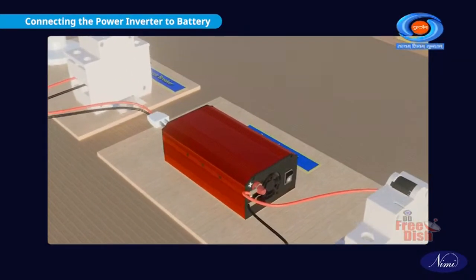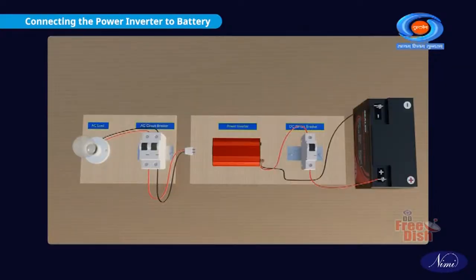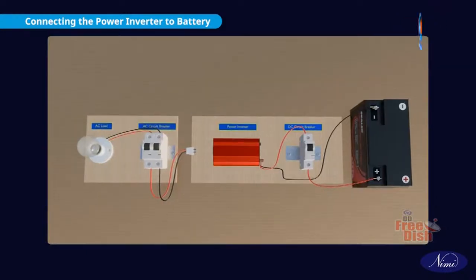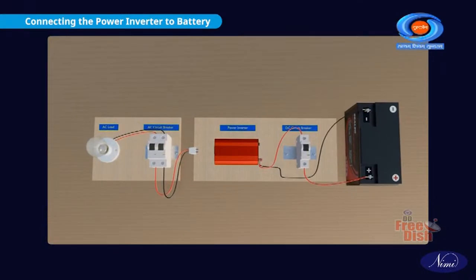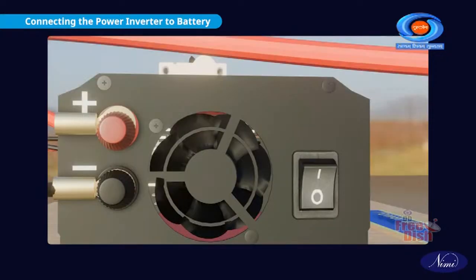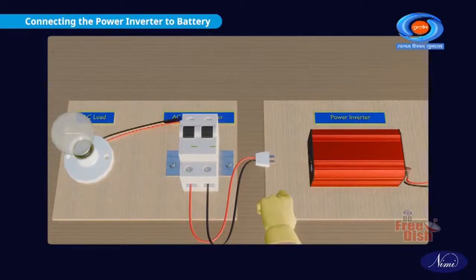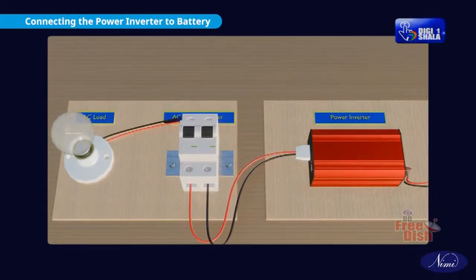with the correct polarity, like the positive terminal of the battery to the positive terminal of the power inverter and the negative terminal of the battery to the negative terminal of the power inverter. On the other end of the power inverter output side, you could see the AC output terminals. Connect the load to the AC output terminal of the inverter.